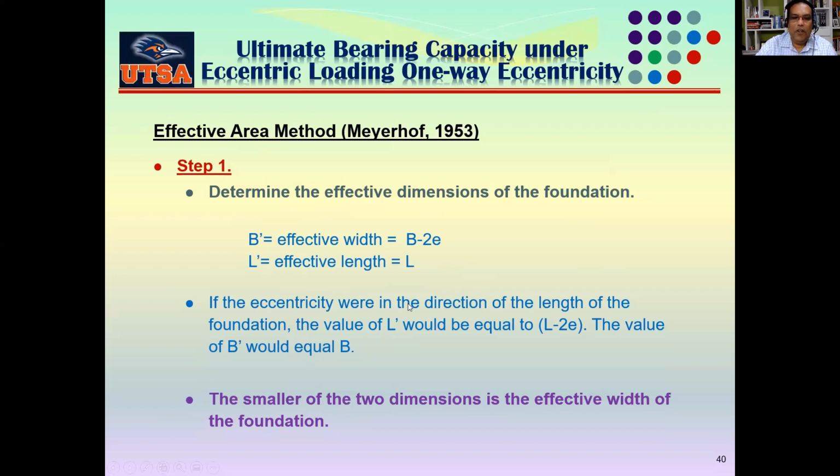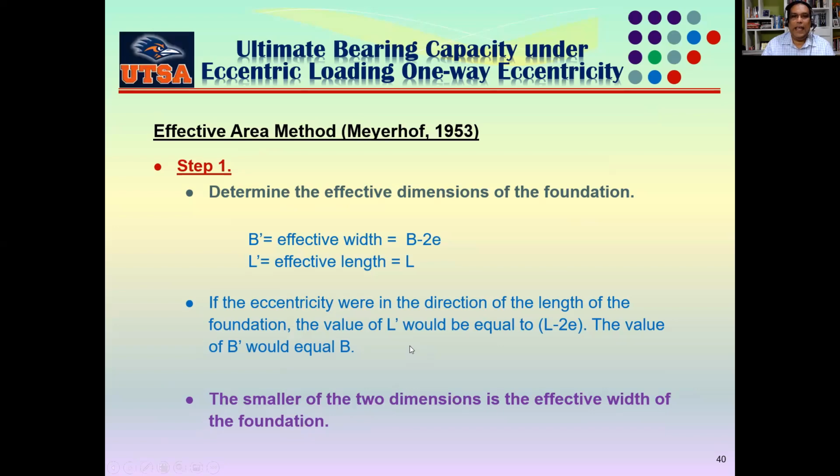Similarly, if your eccentricity is in the L direction, then the effective length would be L minus 2E, and effective width would be just B. And in that situation, your effective area would be effective length L prime times B, okay? And then the smaller of the two dimensions is the effective width of the foundation.